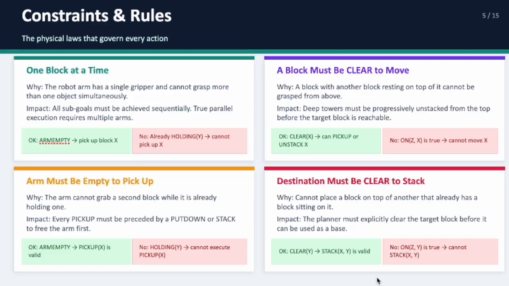Notice the green and red panels at the bottom of each card. They show exactly what is allowed and what is not. These constraints turn out to be the source of all the interesting planning challenges we will see in the coming slides.